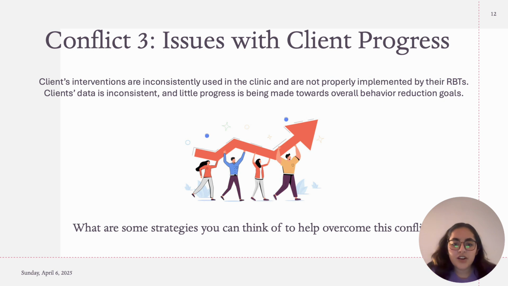And so finally, our third conflict is issues with client progress. So this will look like a client's interventions are inconsistently being used in the clinic and are not properly implemented by their RBTs. And the client's data is inconsistent and little progress is being made towards overall behavior reduction goals. So graphs are looking a little wonky. Maladaptive behaviors aren't necessarily decreasing. They might be increasing or varied throughout the session. So what are some strategies as a group that we can think of to help overcome this conflict?